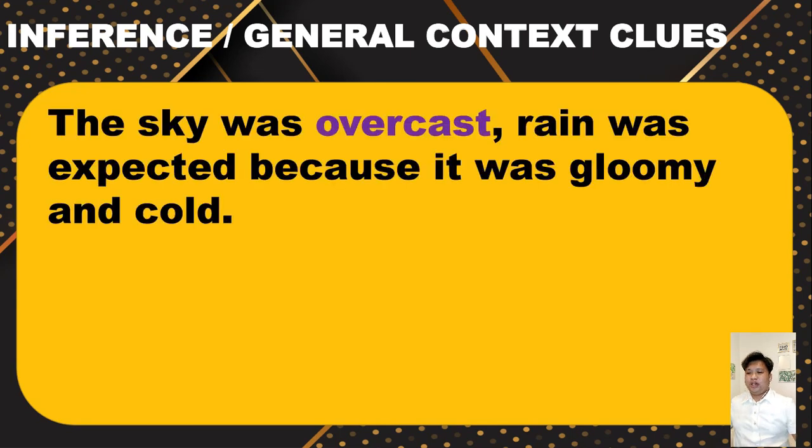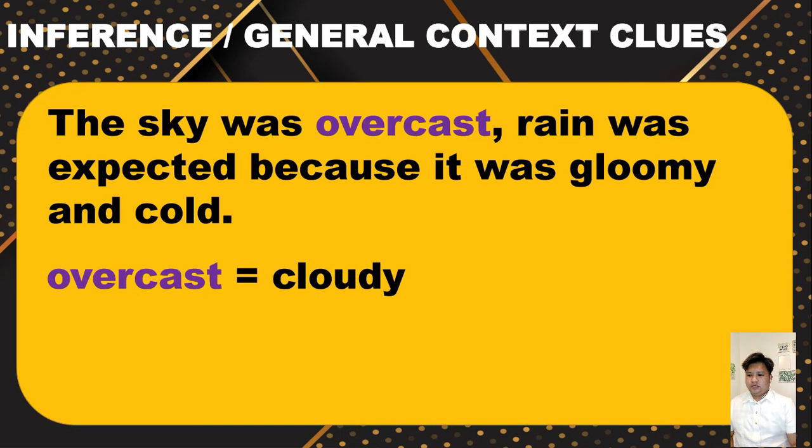So one example is the sky was overcast. Rain was expected because it was gloomy and cold. So what does overcast mean? Unsay bot pasabot anang overcast. So again, the sky, ang sky kuno kay overcast. So rain was expected because it was gloomy and cold. Our context clues here is gloomy and cold. So meaning overcast is cloudy.